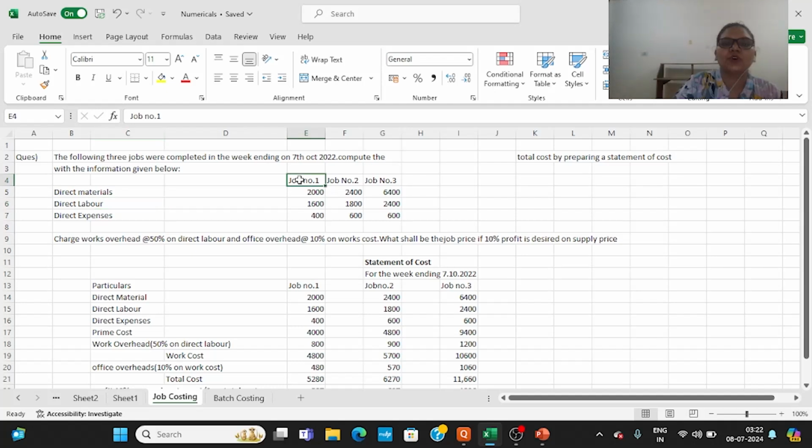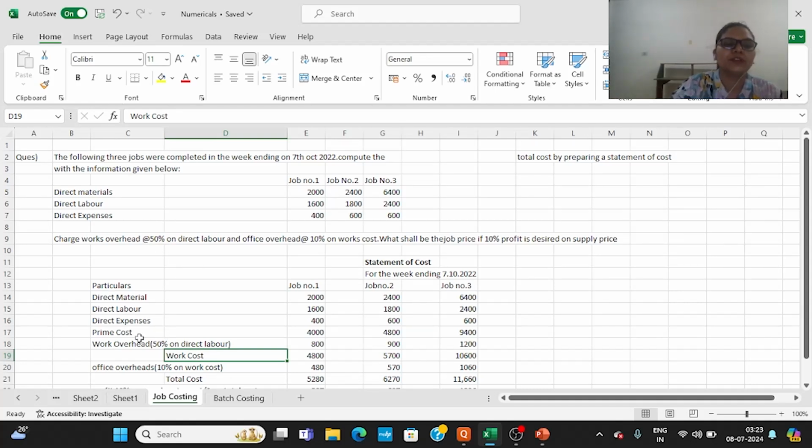We have three kinds of jobs: job number 1, job number 2 and job number 3. Under particulars, we will put direct material, direct labor and direct expenses for each job. We will get the prime cost, 4000 for job number 1, 4800 for job number 2, 9400 for job number 3. After that, we will add work overhead, which has been specified in the question, that we have to charge at 50% on direct labor.